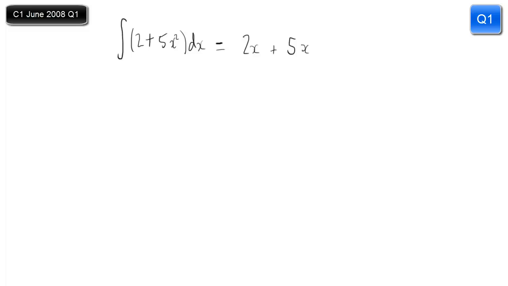by 1, so squared becomes cubed, and you divide by the new power, so divide by 3. And always add plus c as well. We could tidy that up, you'd probably get the marks for that, but it doesn't look that nice having the 5 and then a fraction just written next to each other. So I'm going to write 2x plus 5x cubed over 3 plus c, and we're done.